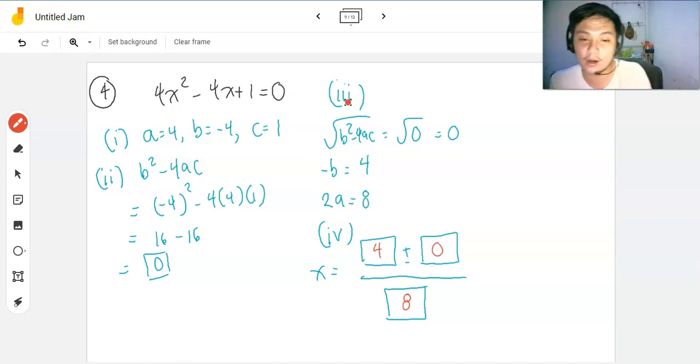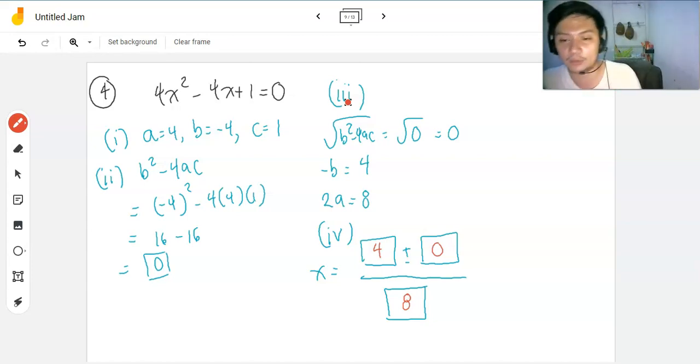Okay, ayan. So 4 plus or minus 0 all over 8. So technically, there are 2 roots for any quadratic equation. Tama? 2 roots. But those 2 roots can be equal. And this is an example of that situation. In here kasi, yung 4 plus 0 at saka 4 minus 0 will both produce 4. Tapos i-divide by 8, magiging 1/2 lang yun.